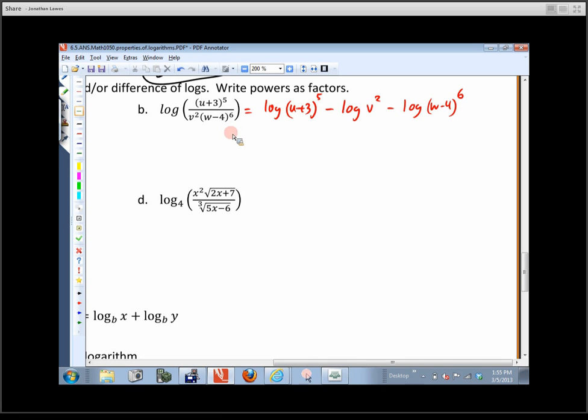And the only thing I have left to do on this problem is do what? Move the exponents, move the powers, and make those factors, right? So I'm going to slide this out in front. I'm going to slide this out in front. And I'm going to slide this out in front. And there's the answer.